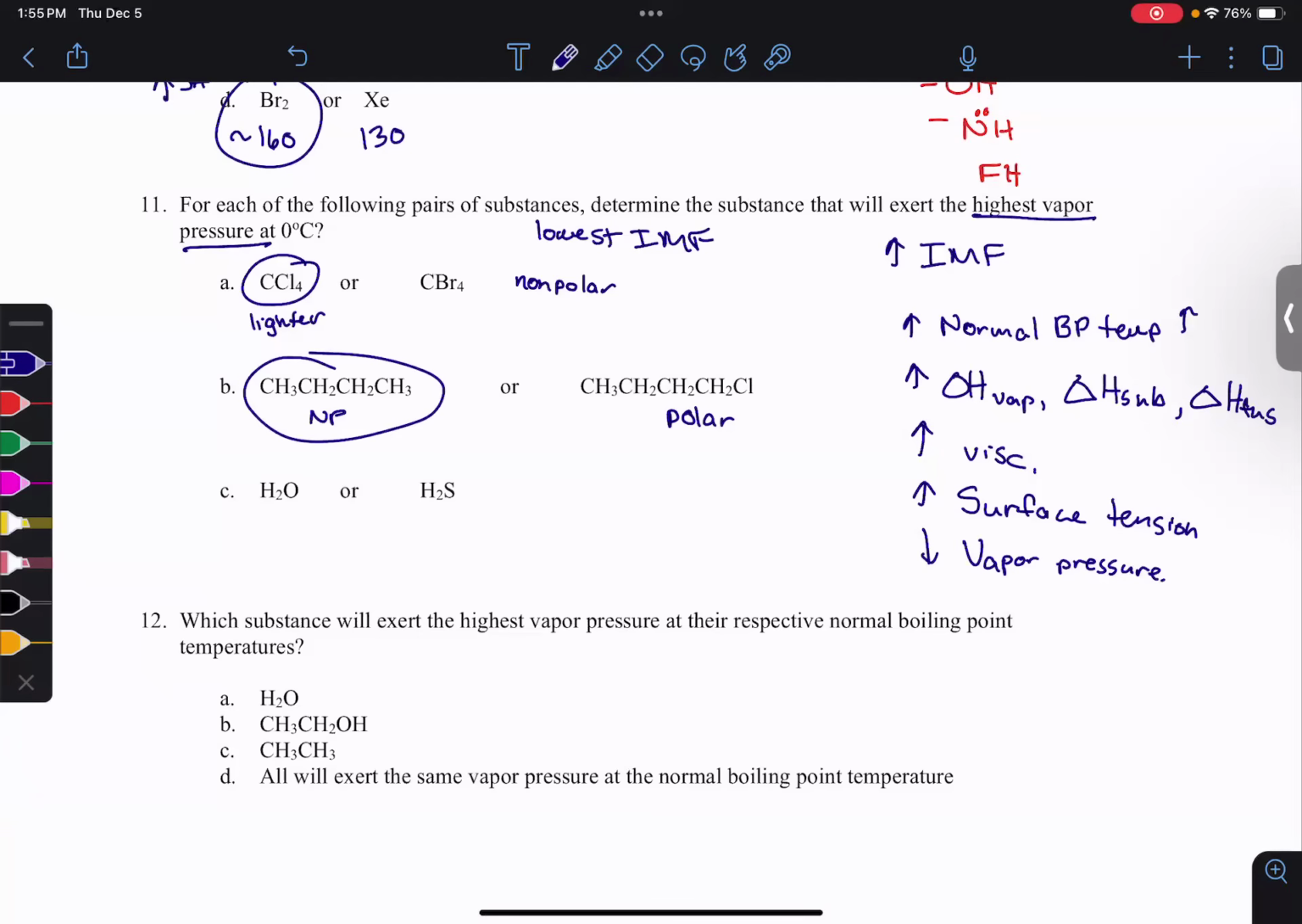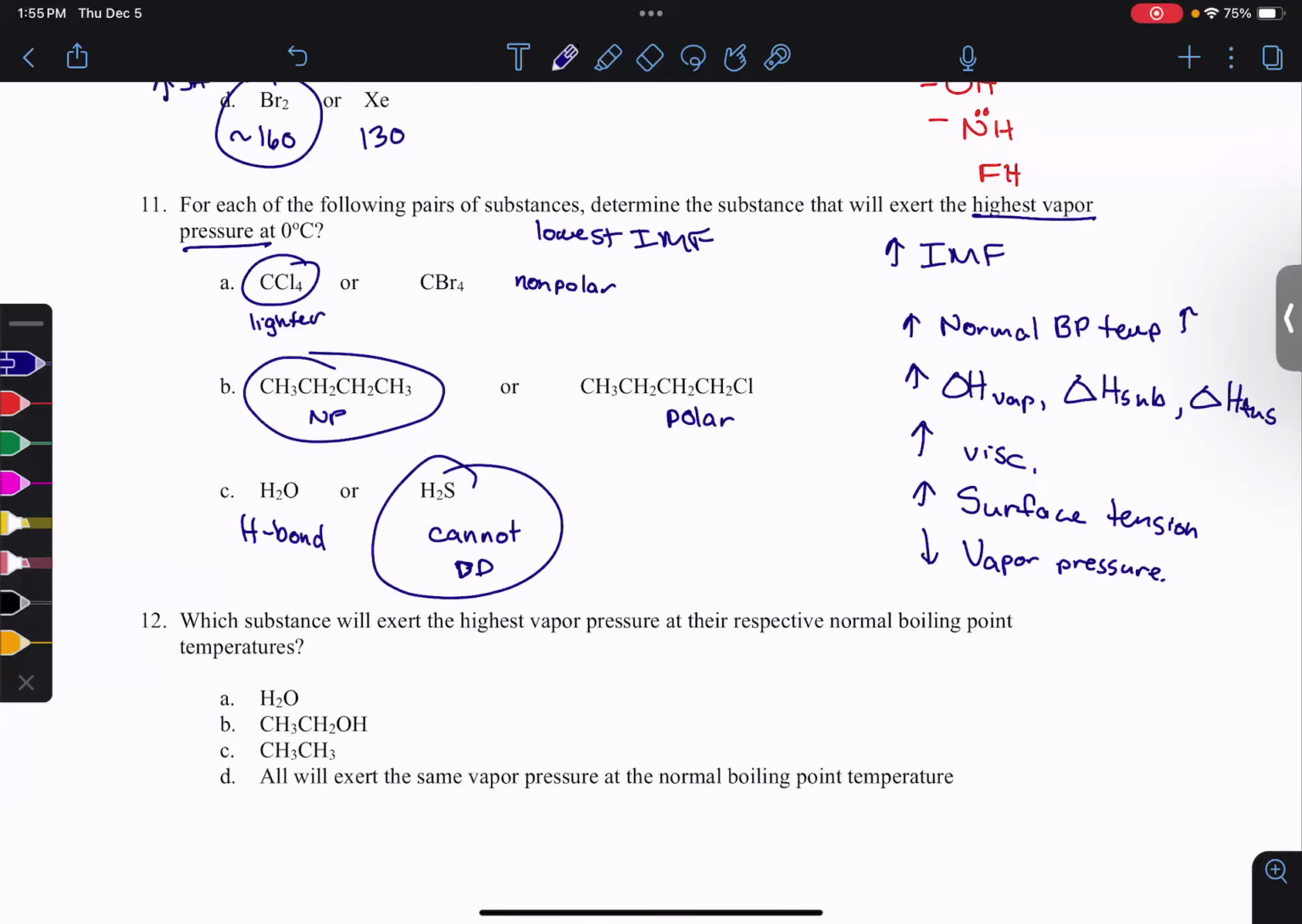All right, last one, H2O and H2S. This one's tricky because you might look at this and be like, oh, H2S is a lot heavier, that has more IMFs, but what's special about water? Hydrogen bond, yeah, this can actually hydrogen bond, all right? H2S cannot hydrogen bond. Basically, it just has dipole-dipole. So what are we trying to do? Highest vapor pressure, so it's going to be this one. It's H2S, because we're looking for the lowest IMF for all these pairs.